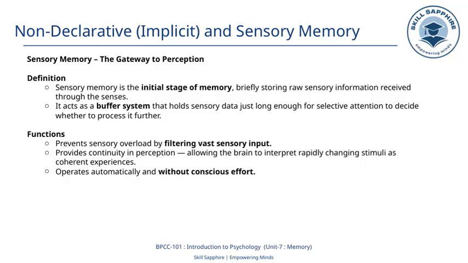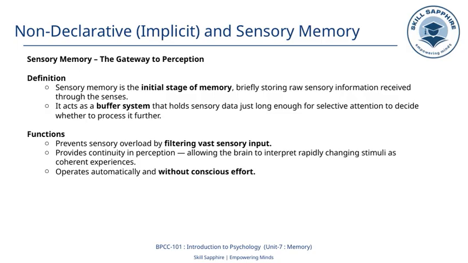Let's talk about sensory memory, which is often called the gateway to perception. Sensory memory is the very first stage of memory, and its main role is to briefly hold raw sensory information that we receive through our senses. Think of it as a kind of buffer system that captures all the sensory data around us, but only for a very short time. This brief storage allows our brains to decide what's important enough to pay attention to and process further.